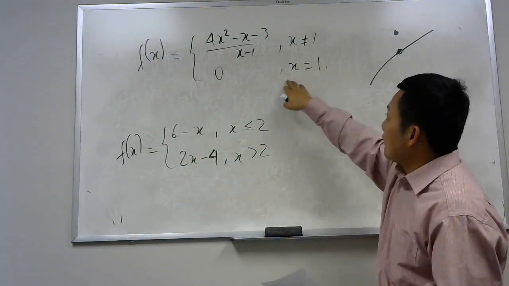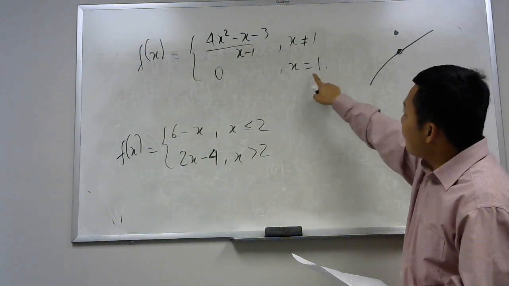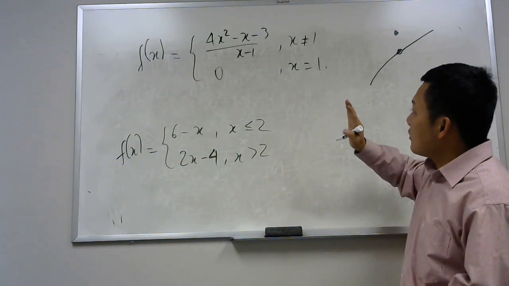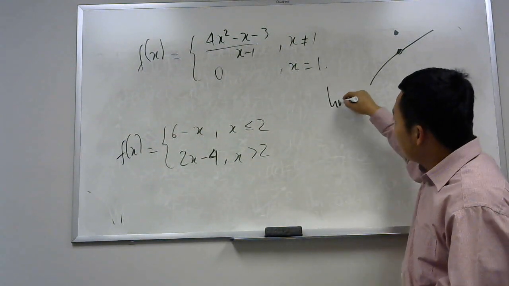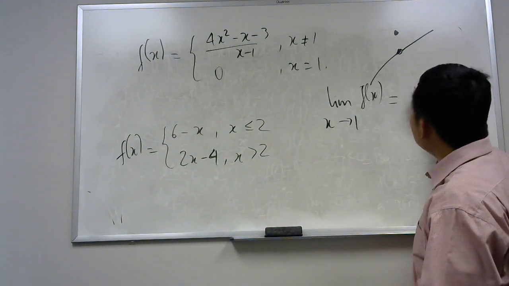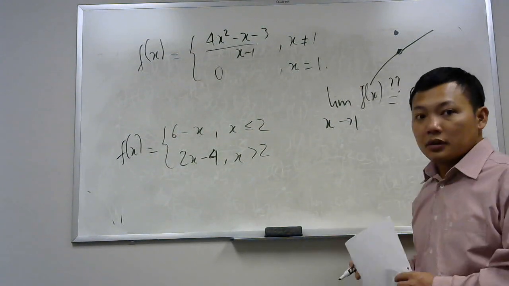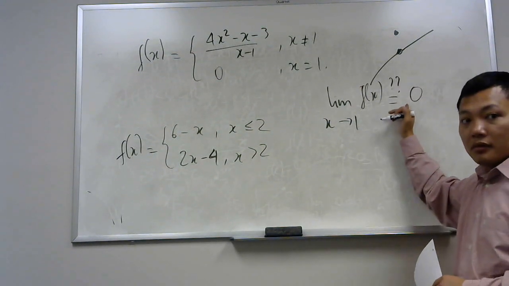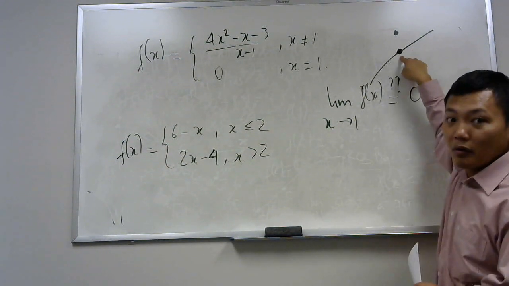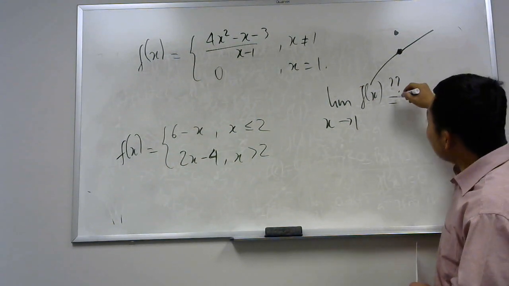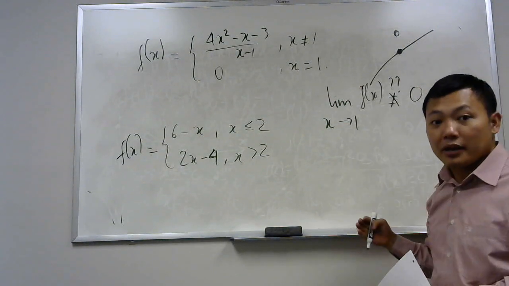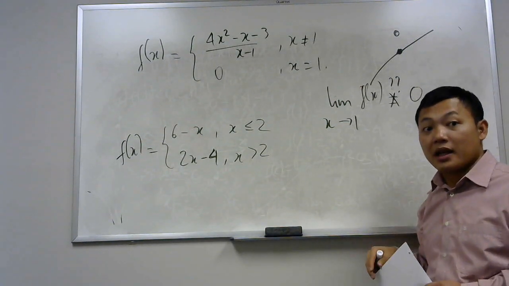Alright, so let's solve the first one. I only need to consider at 1, right? Because at other parts the function is continuous. So I need to check if the limit of f of x when x goes to 1 equals 0 or not. If this equals 0, we just fill the hole, right? But if that is not 0, that means we add that point somewhere else. So the function is not continuous at 1.